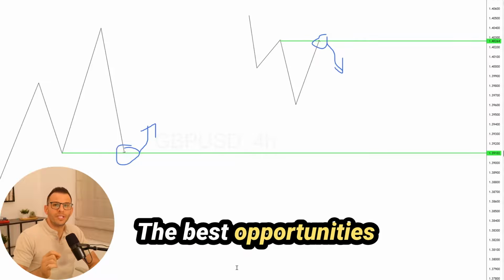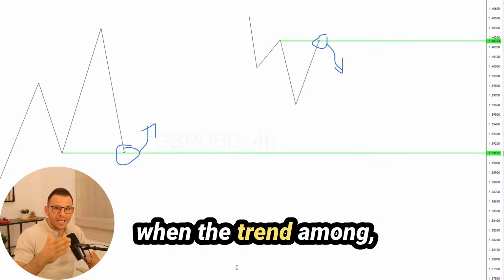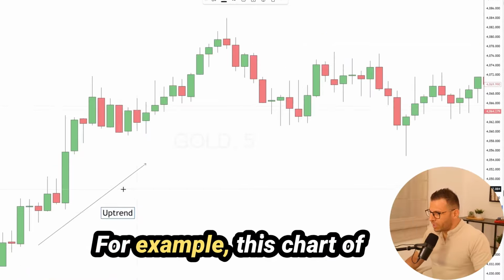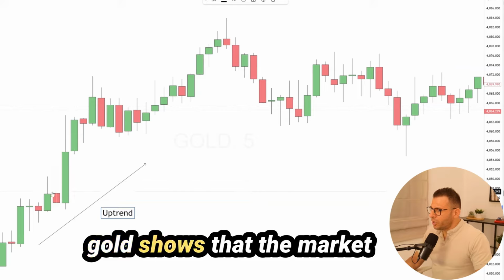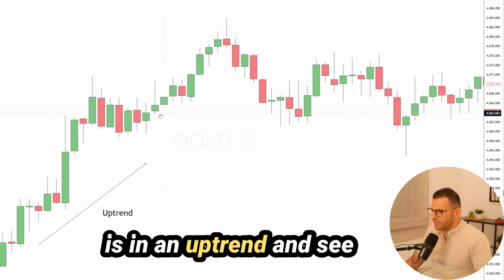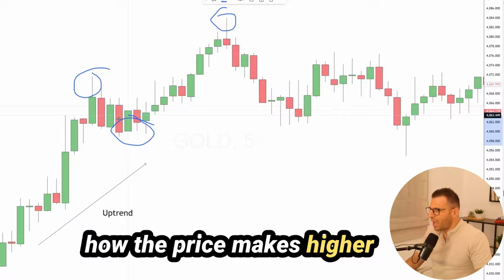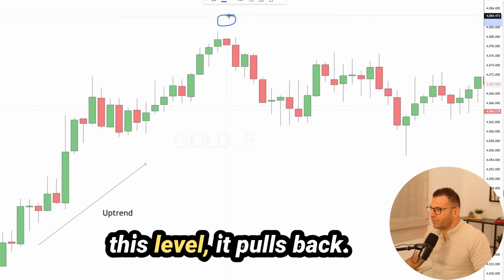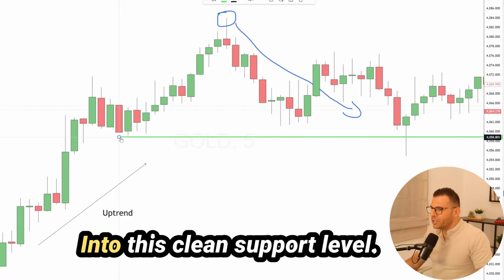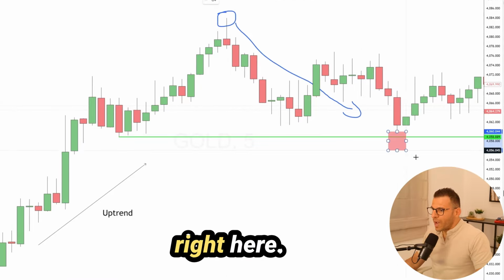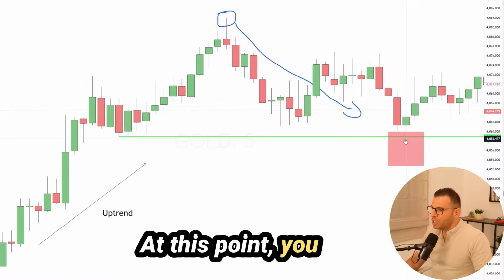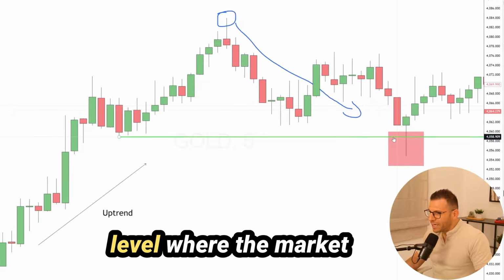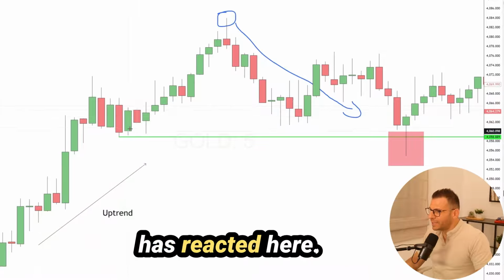The best opportunities for beginners happen when the trend, along with support and resistance levels, come together. For example, this chart of gold shows that the market is in an uptrend. And see how the price makes higher highs and higher lows. After the price reached this level, it pulls back into this clean support level right here. At this point, you are not guessing. You are trading with the trend because this is the level where the market has reacted here.